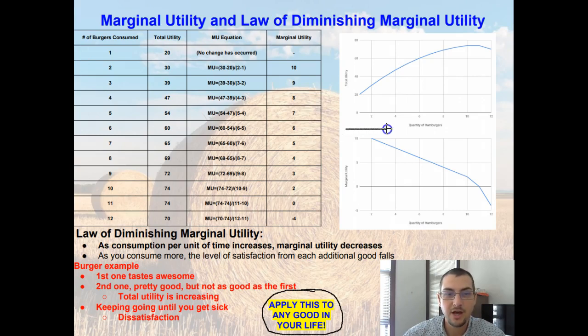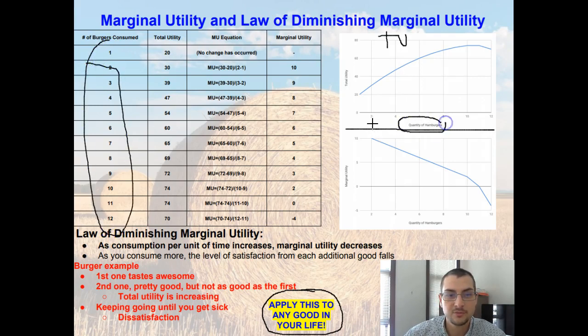And right here, this top graph is dealing with total utility. So what we did is we took this table, we took the number of burgers that are being consumed, and that's down here on this horizontal axis. We see it goes 2, 4, 6, 8, 10, and 12. And then we plugged in the total utility.